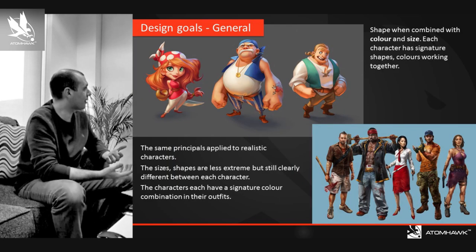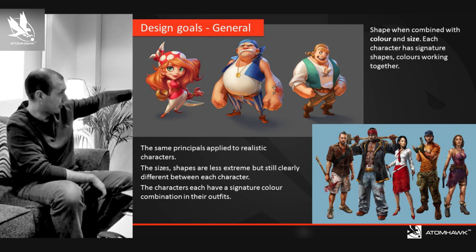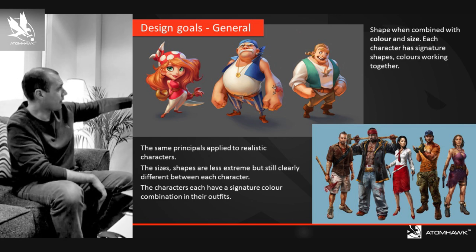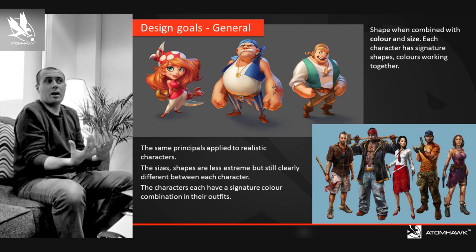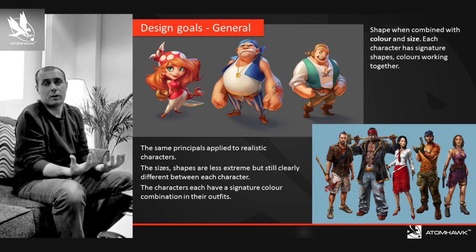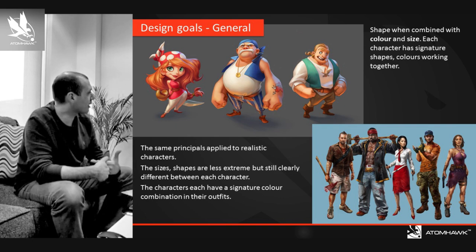And then taking that into color, for example, in this image that Vic did in the top, each of those characters has a very unique shape language. Each of those characters is using a unique primary color. So they all stand out in a lineup. They're what I would call really well-designed characters. And that even applies to realistic characters as well.